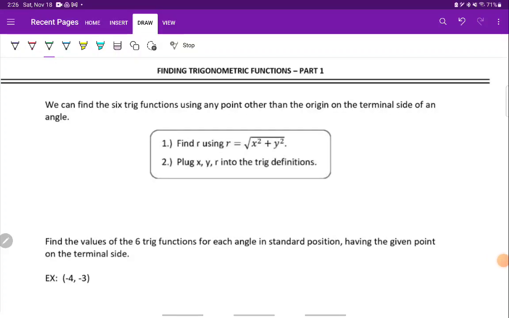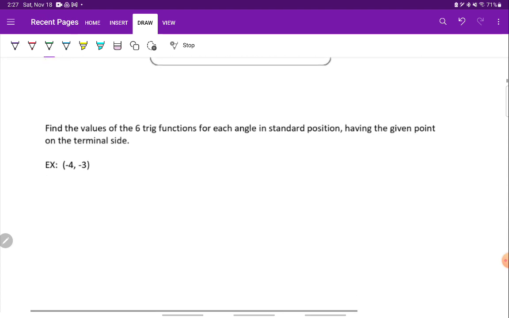This is our first of two videos where we will be finding our trigonometric functions given some information. We can find the 6 trig functions using any point other than the origin on the terminal side of the angle. So that point will give us an x and a y value. From those x and y values, we can find r using the fact that r is equal to the square root of x squared plus y squared. Then we'll simply plug x, y, and r into our 6 trig definitions.